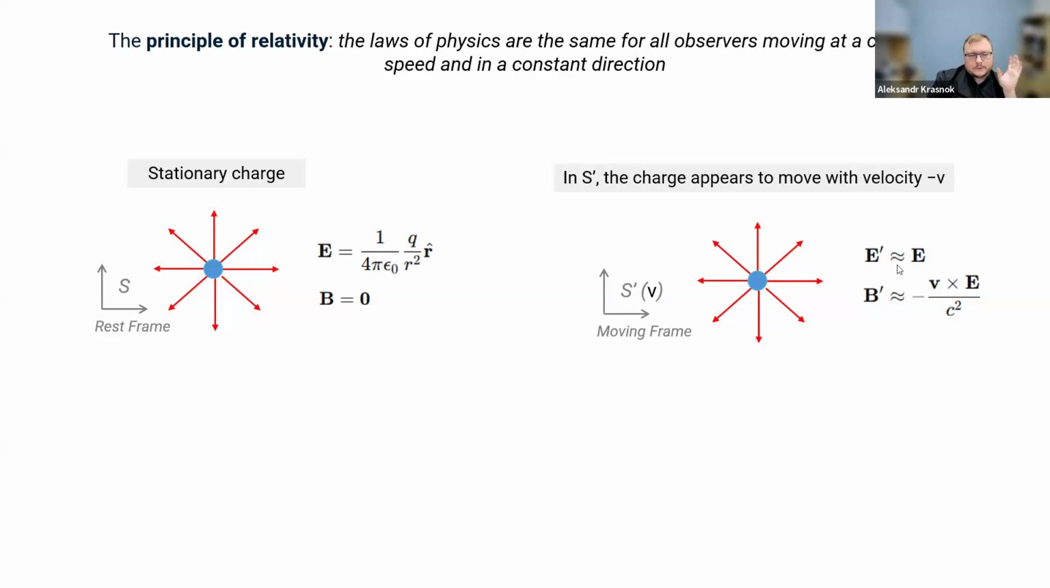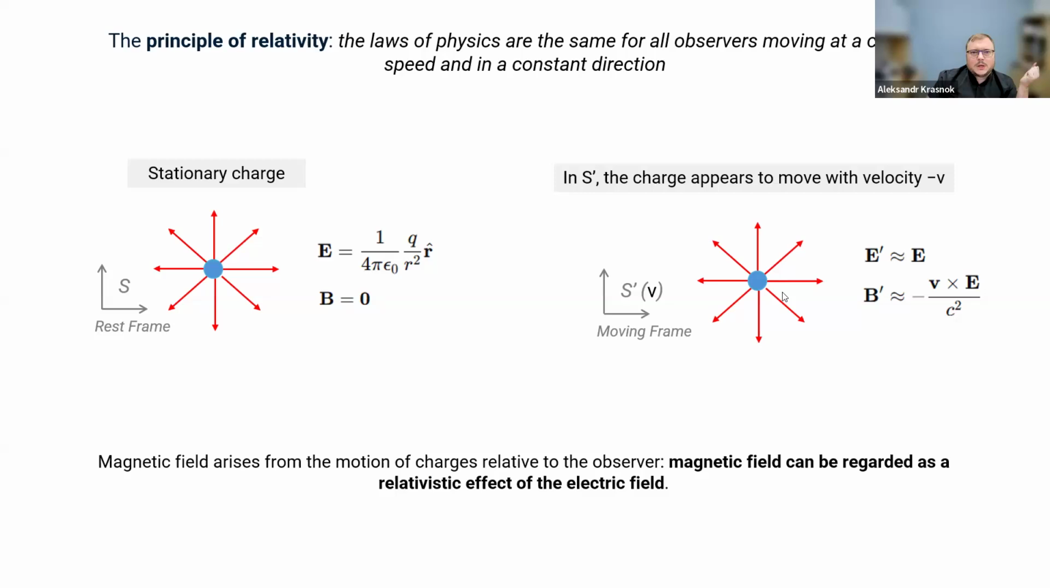So electric field is more or less the same, but the magnetic field appears, right? For the rest charge, it was 0. For the moving charge, or considering the same charge from the moving frame, we get a magnetic field, which is proportional to the electric field of this charge. So we come to the conclusion that magnetic field is a relativistic effect.